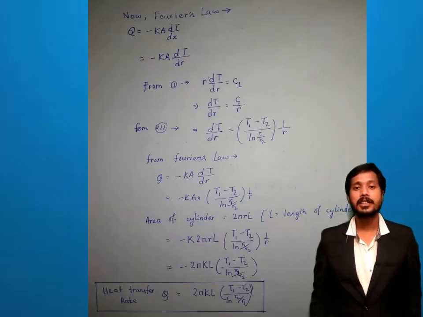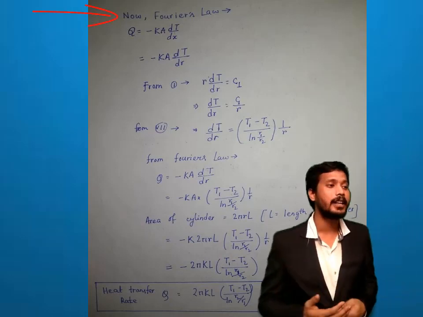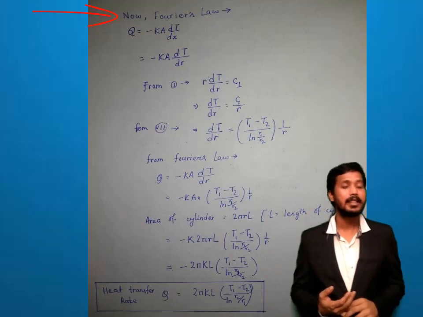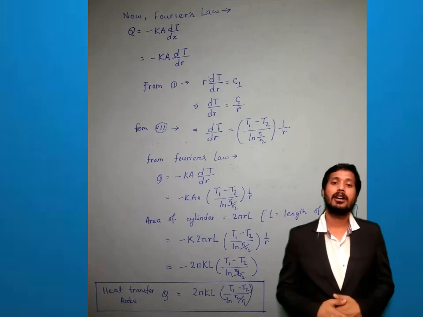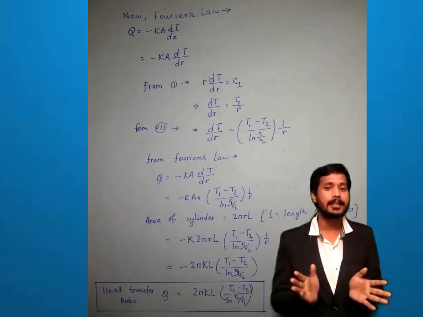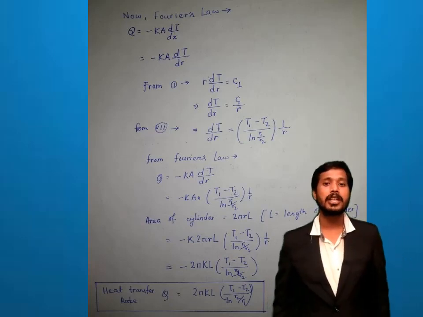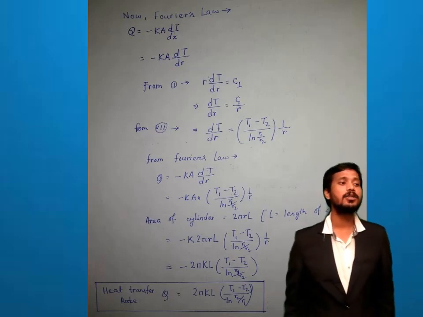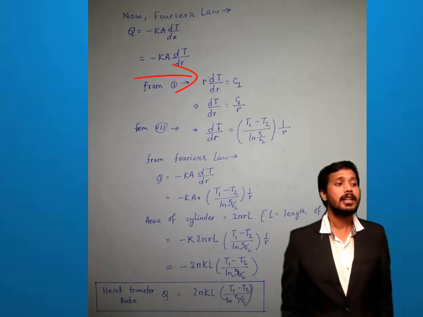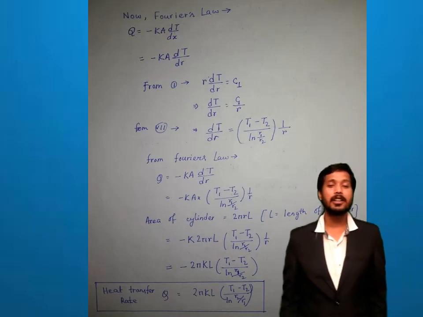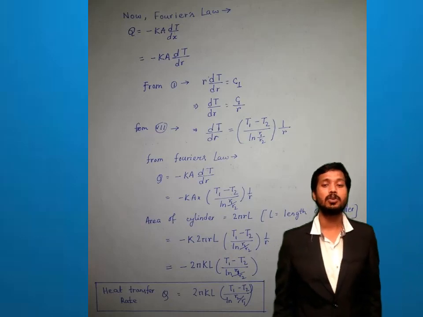So now again comes Fourier's law. Again we want to calculate the heat transfer. So Q equals minus KA dT by dx, or minus KA dT by dr, because now the dependent term is not x, the dependent term is my radius, so that's why dT by dr. From equation 1 we already calculated r into dT by dr equals C1. So dT by dr equals C1 divided by r. Now the C1 value we know, so replace the value of C1. So dT by dr equals T1 minus T2 by ln of R1 by R2 into 1 by r.